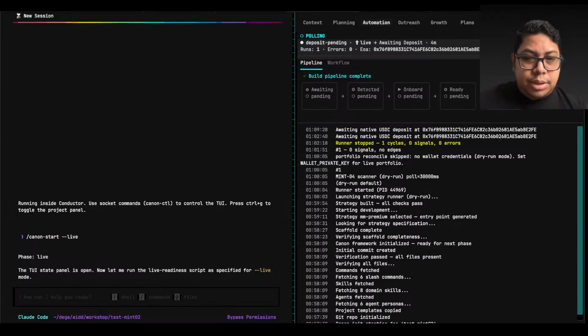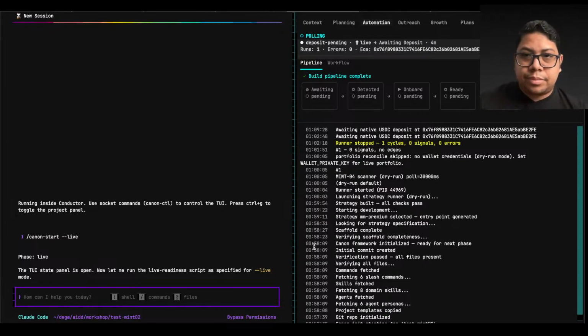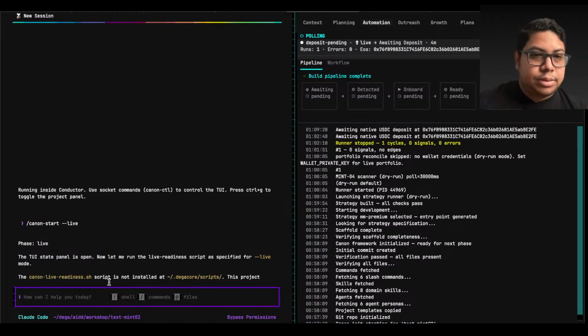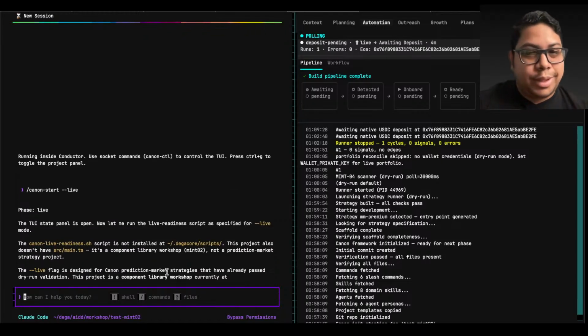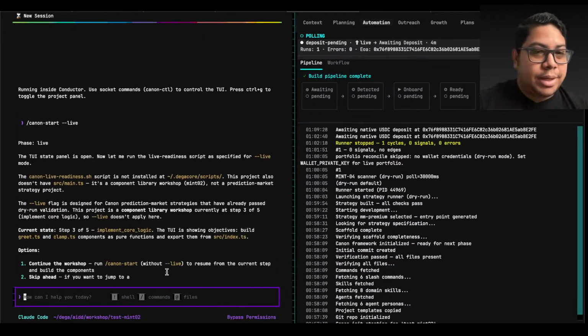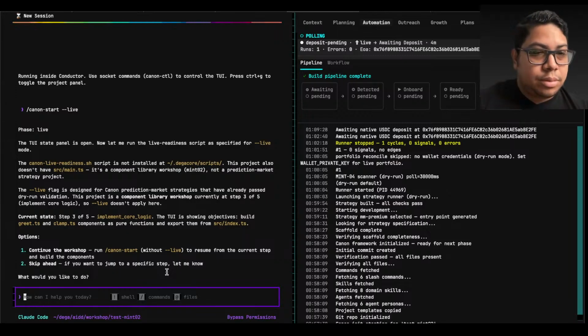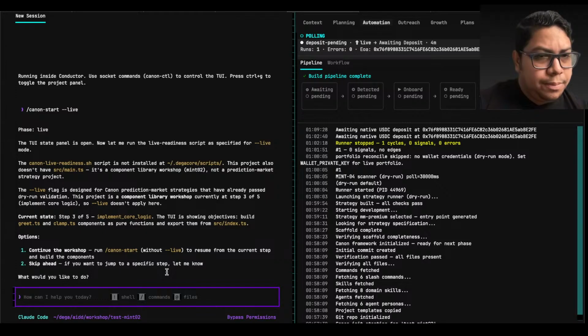All right, so the automation is running, right? Basically, it's going to depend on the speed of the connection. Mine was taking some time. Okay, let's see.